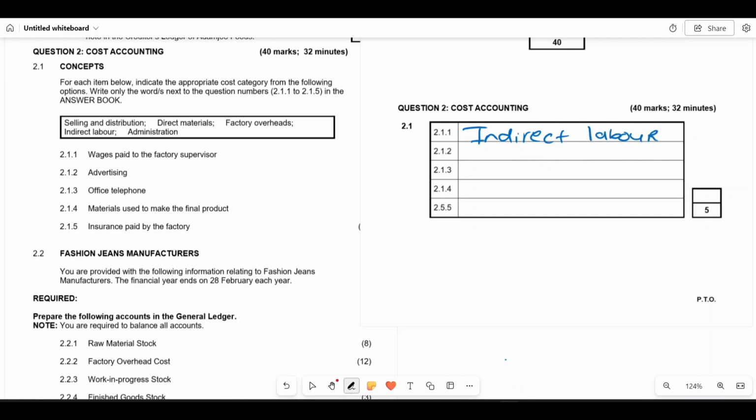Now, advertising. Remember we have three departments, right? You have your administration, whereby there is admin staff, office work, and then you have your factory, which is our main focus. When it comes to cost accounting, we're only interested in costs relating to the factory, right? And then the last department you have is your selling and distribution. Advertising costs are part of your selling and distribution costs, right? So as a result, here it will be my selling and distribution cost.